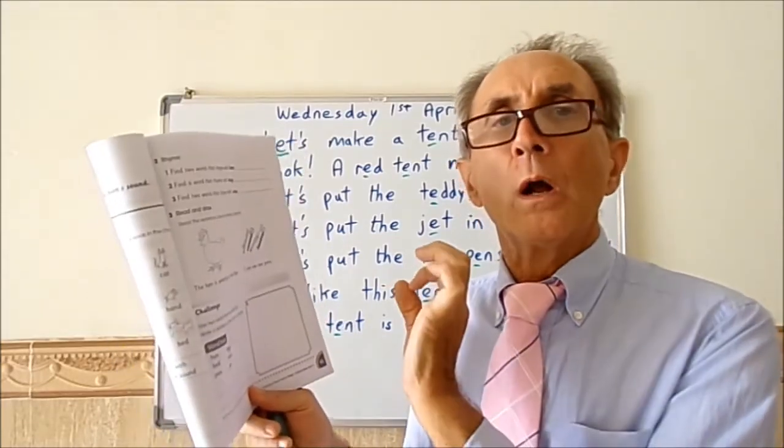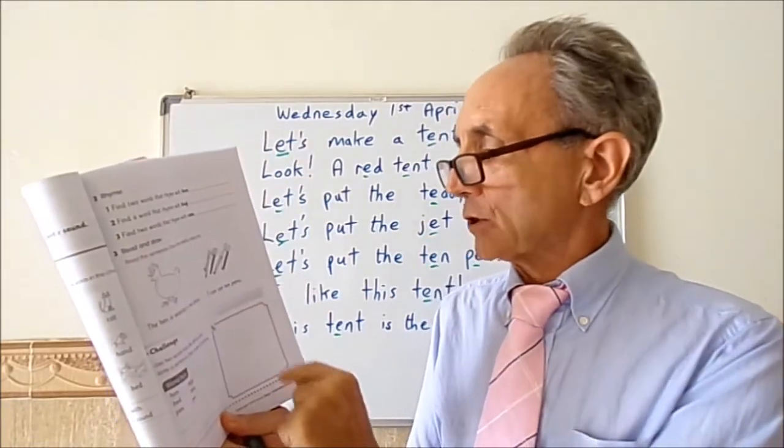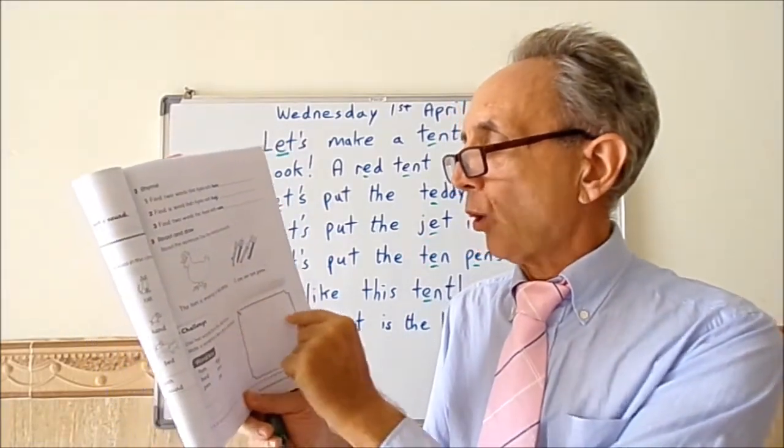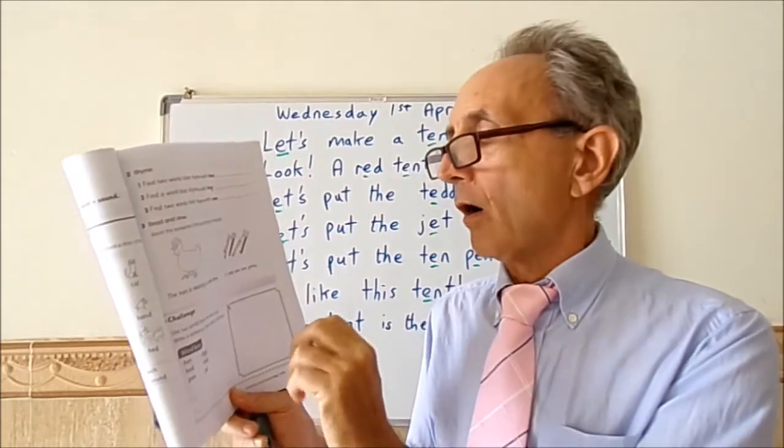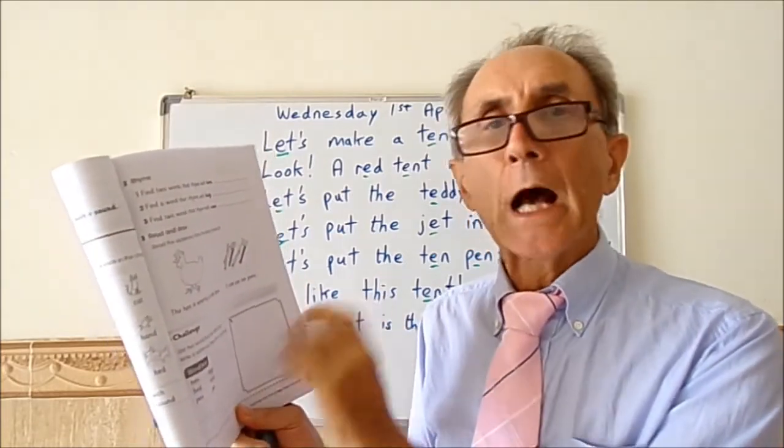Okay? So, draw a nice picture. Don't draw a little tiny thing in the middle. Use all of this space to draw a picture of the sentence. And then colour the picture.